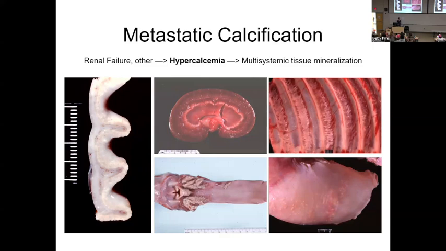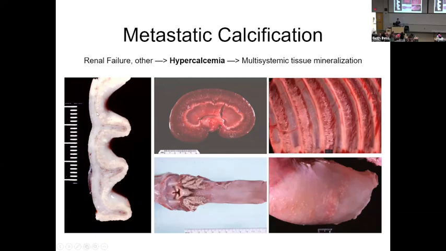Calcium is calcium. It looks the same in tissues. You're going to use the distribution and the signalment and history of the animal to help you decide if this is metastatic or dystrophic, right? So does the animal have some kind of primary thing that could be causing hypercalcemia? Does it have really bad renal disease? Did it eat a bunch of rat poison? Hypercalcemia is causing mineralization of tissues. These are all common sites of mineralization we see in renal failure.